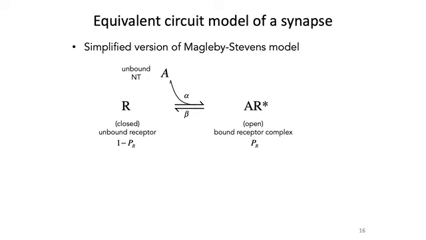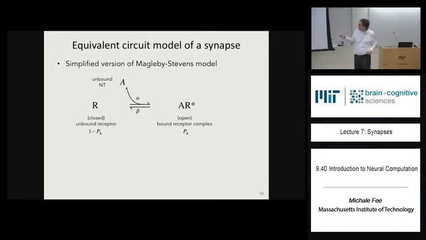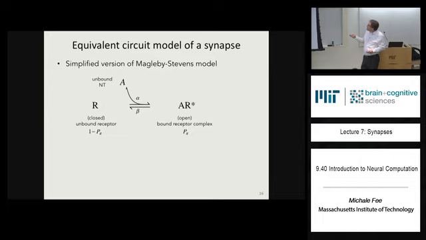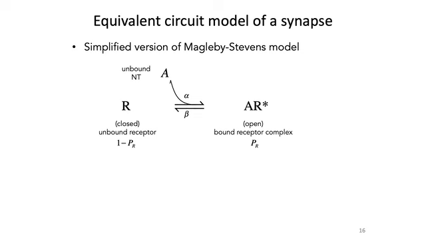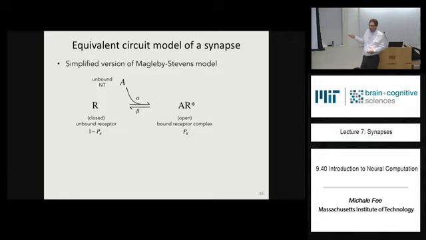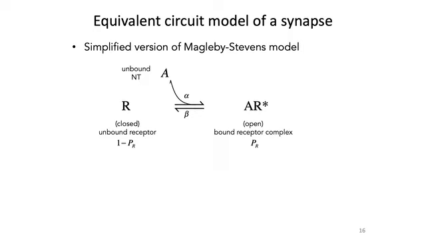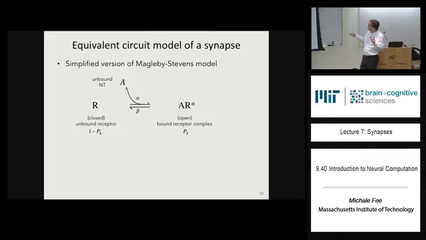So here's that model. This is a simplified version of the Magleby-Stevens model, and it looks like this. There's a closed and an open state. The open state corresponds to the closed neurotransmitter receptor R binding to an unbound neurotransmitter molecule, forming a bound receptor complex. There's usually another step. The way this is usually modeled in the Magleby-Stevens model is that the bound receptor complex is closed and then it opens in another transition. But we're just going to keep it simple and do it this way.